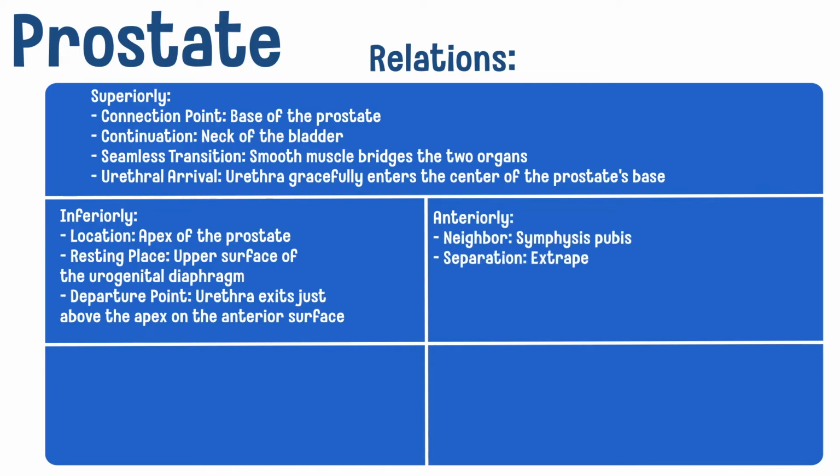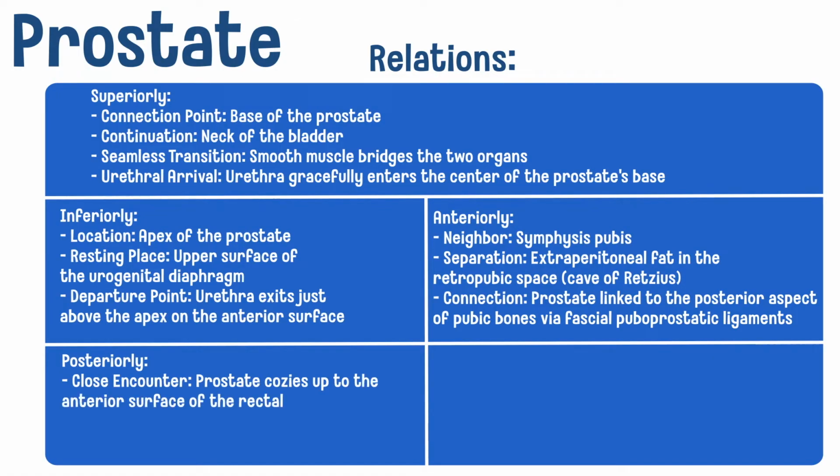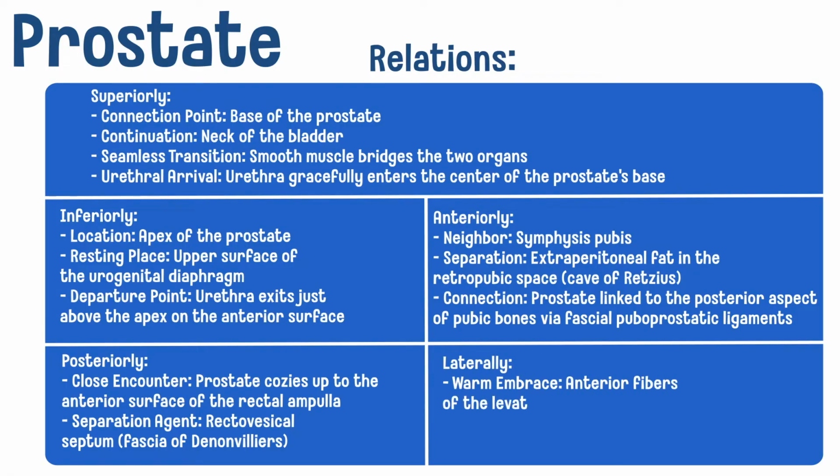Anteriorly is the symphysis pubis, separated from it by the extraperitoneal fat in the retropubic space, the cave of Retzius. The prostate is connected to the posterior aspect of the pubic bones by the fascial puboprostatic ligaments. Posteriorly is the anterior surface of the rectal ampulla, and it is separated from it by the rectovesical septum, the fascia of Denonvilliers. This septum forms in fetal life by the fusion of the walls of the lower end of the retrovesical pouch of peritoneum, which originally extended down to the perineal body. Laterally are the anterior fibers of the levator ani, as they run posteriorly from the pubis.